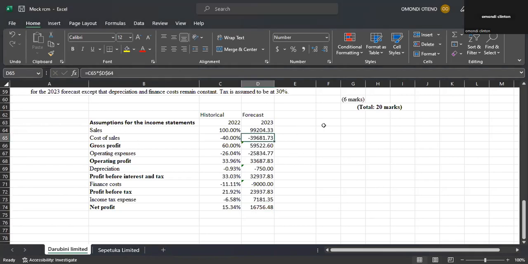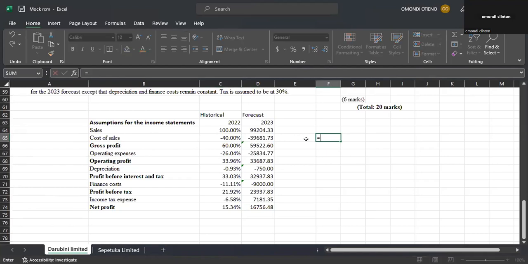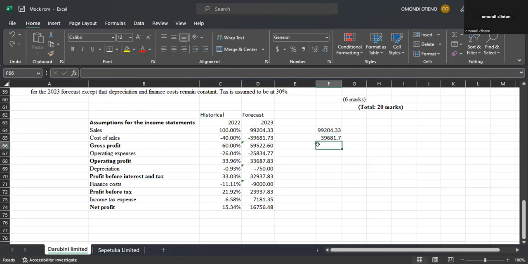Cost of sales. Cost of sales is 40% of the sales, and our sales is 99,204. So we simply take 40%, we multiply by the sales. This is the sales value. You have this, and you know very well that the sales value is this. So if you get the difference between these two, you're going to get gross profit, sales minus cost of sales. This is what we have. But because we already have a negative, you simply get the summation of this positive and negative. At the end of it, it will be a difference of the two to get you this particular figure.